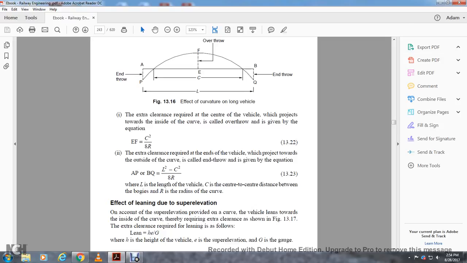Effective leaning due to the superelevation. On account of the superelevation provided on the curve, vehicles lean toward the inside of the curve, thereby requiring extra clearance. In Figure 13.7, the extra clearance required due to leaning is as follows: H times E divided by G, where H is the height of the vehicle, E is the superelevation, and G is the gauge.